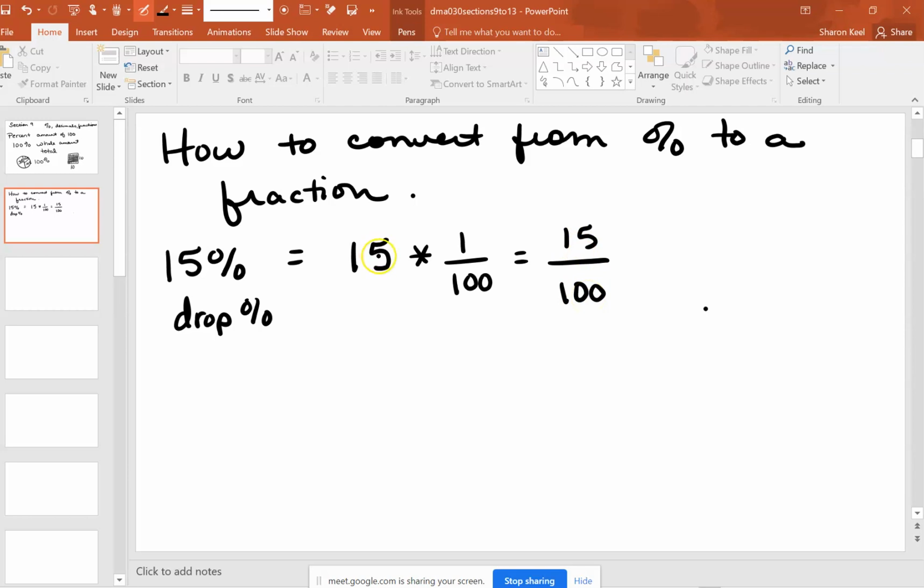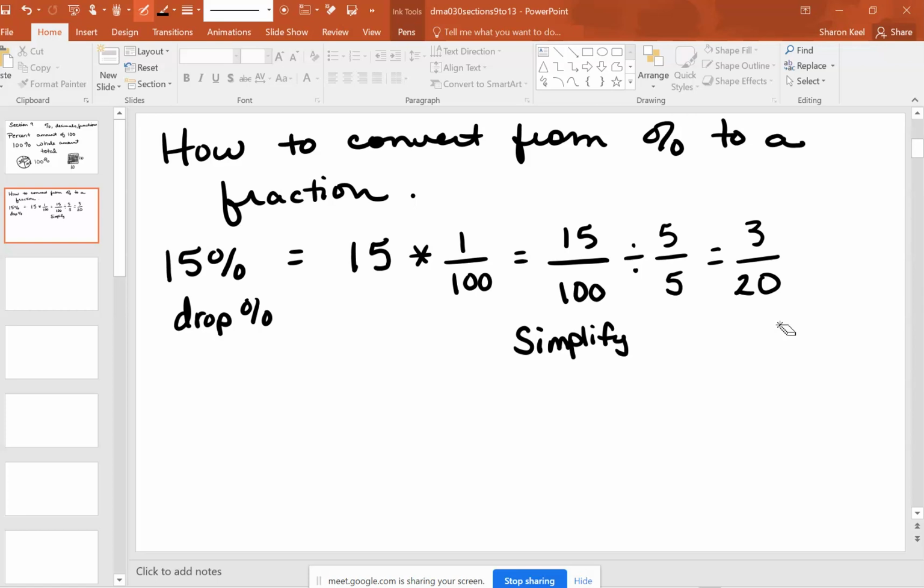So I'm going to take the numeral, put it over 100, and from here, what I'm going to do is simplify. You can do this longhand if you like, or I'm going to show you how you can use your calculator to do so. Each of these have a multiple of 5, so we could divide each of these by 5. 15 divided by 5 is 3. 100 divided by 5 is 20. So my simplified answer would be 3/20.